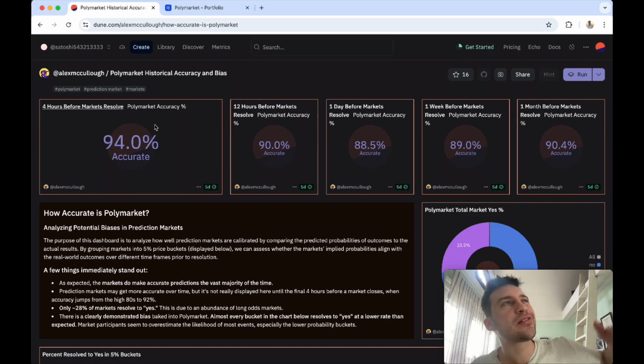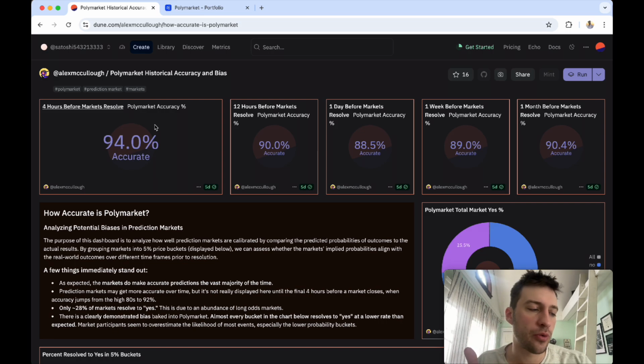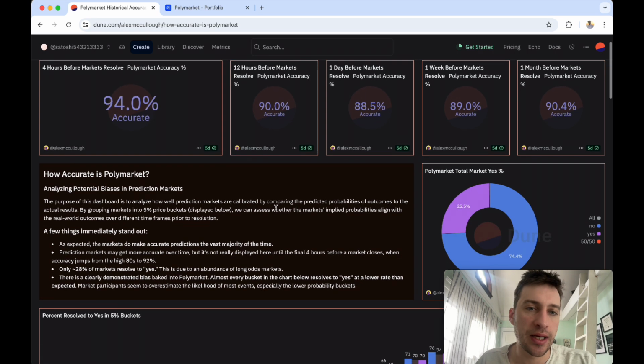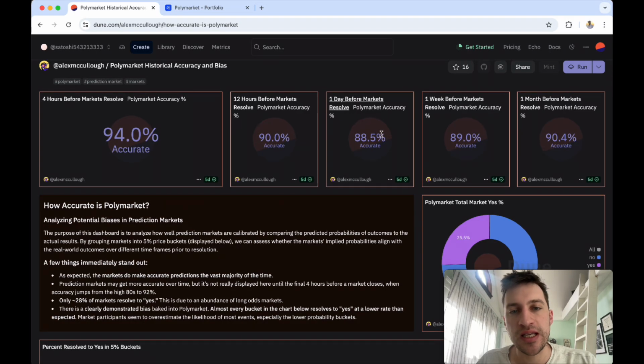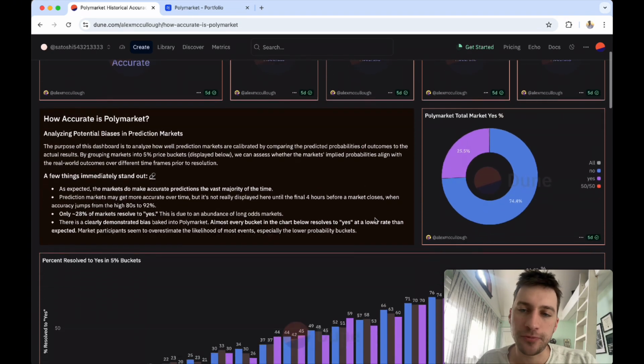4 hours before markets resolve. That essentially means, if the market resolved at 7 in the morning, what was the leading choice? Was it yes? Was it no? 4 hours before it ultimately resolved. Now, really not surprisingly, guys, 94% of the time, the leading option's going to win. That shouldn't be that surprising. That's pretty obvious. 12 hours before, it's 90, and you can see the rest of them here, right?